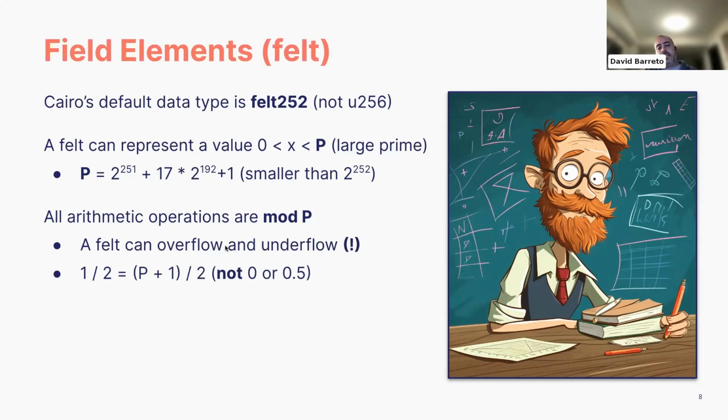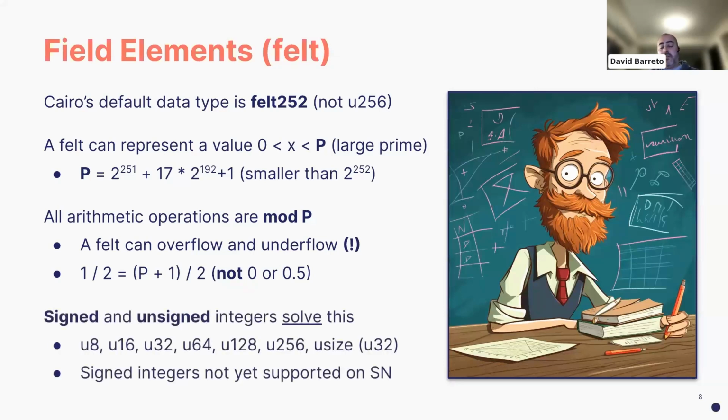Also, because it's a field, division or integer division works in a different way, and sometimes the result you get is very surprising. For example, if you divide 1 by 2, the result that you get, if those two variables are felt, is not 0 or 0.5. It's actually (P+1)/2, which is a very large number. Now, this is not an error of the system. This is how fields actually work. But again, it's probably not what you would like to see as a result, right? So it will be confusing that you do 1 divided by 2 and you get a large number. Like, where is it coming from? So that's the math of field elements.